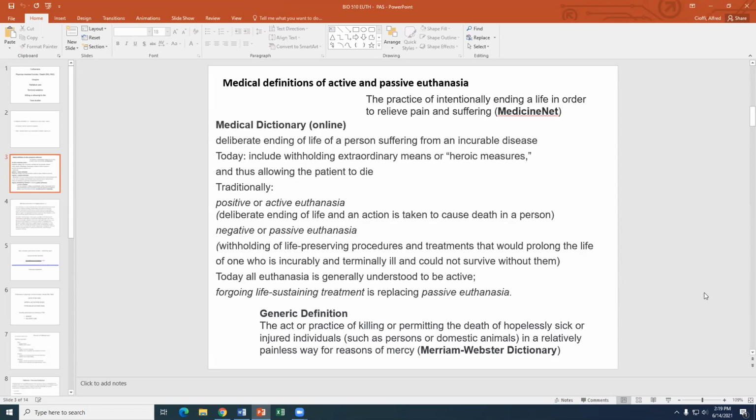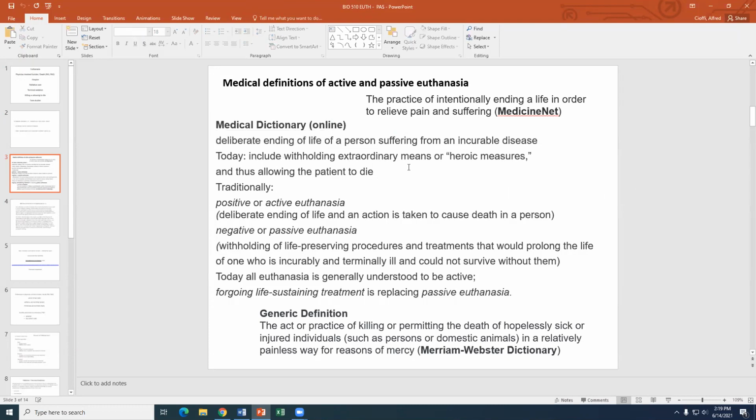All right. Medical dictionary, deliberate ending of the life of a person suffering from an incurable disease. So it is, again, deliberate ending of a life. It's not just allowing to die, but it's actually intervening actively.